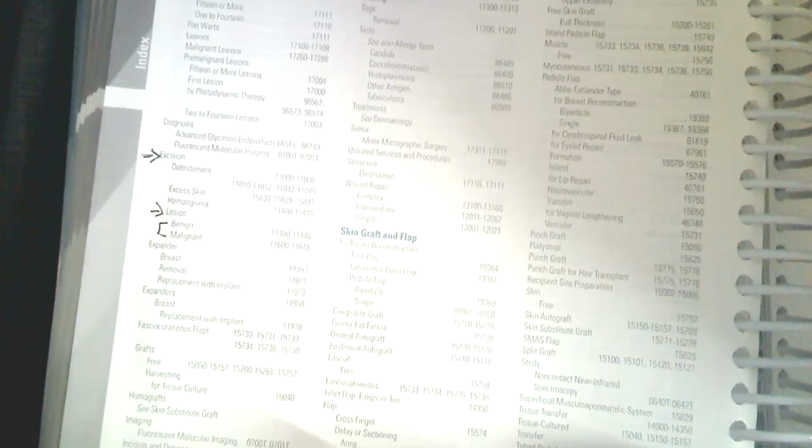I don't know if you can read that. There we go. So that would direct us to the right codes, okay? And those are the sections we'd be looking at. 11, and we're looking at malignant this time, so it'd be the 11600 right here, okay?